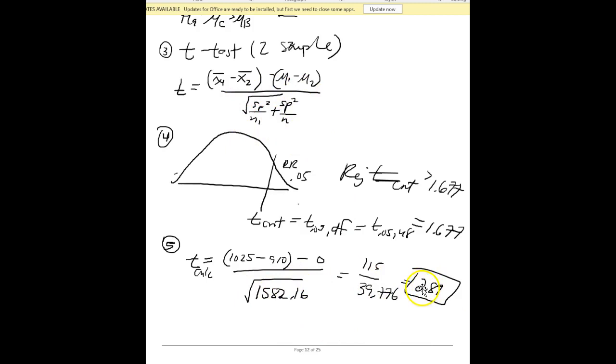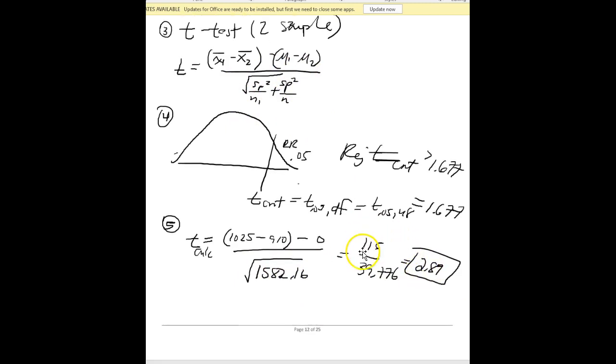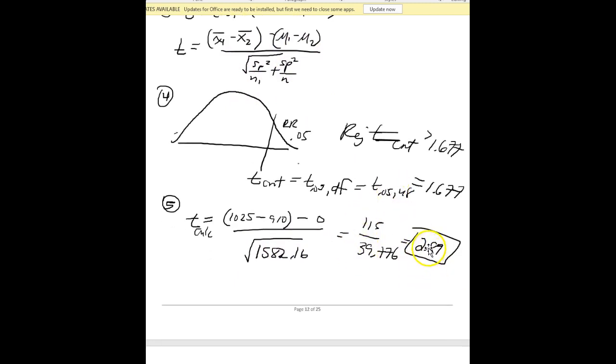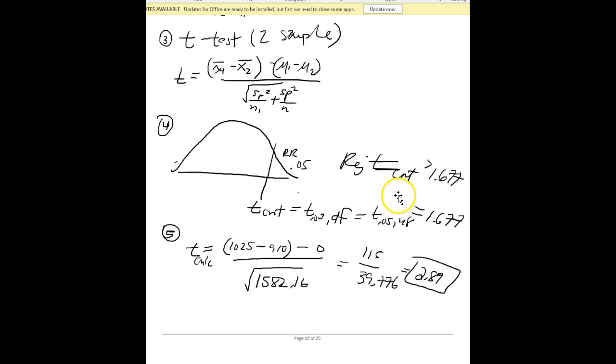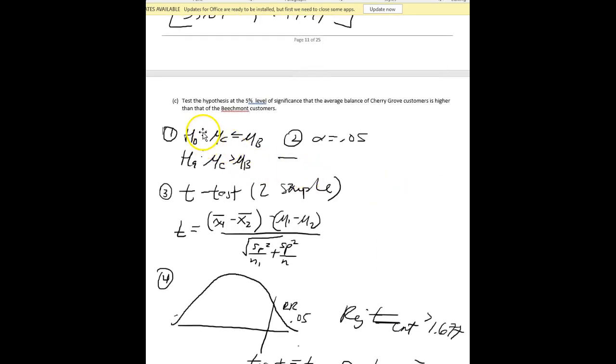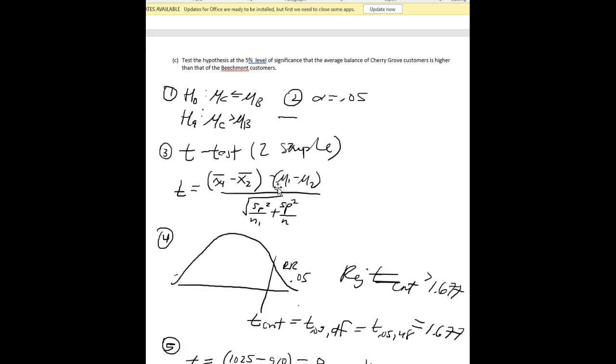So we ultimately get a t-calc value of 2.89. Obviously 2.89 is greater than 1.677, so we reject. Rejecting the null, go back up here to the null, we reject that Cherry Grove is less than Beechmont. So we have significant evidence to suggest that the average balance of Cherry Grove customers is higher than that of the Beechmont customers. So that's that, guys.